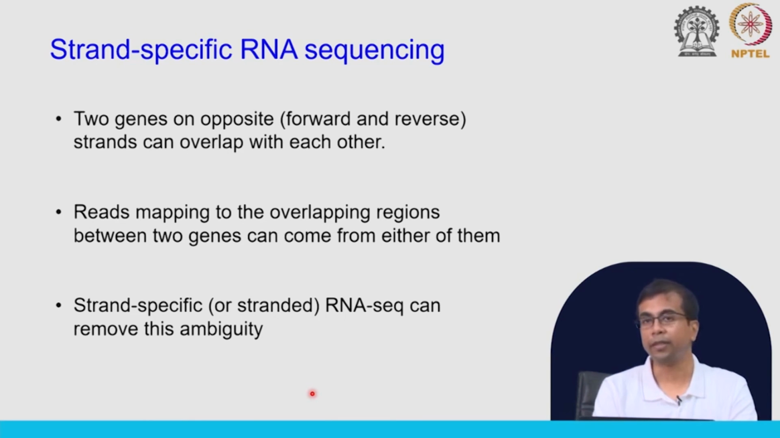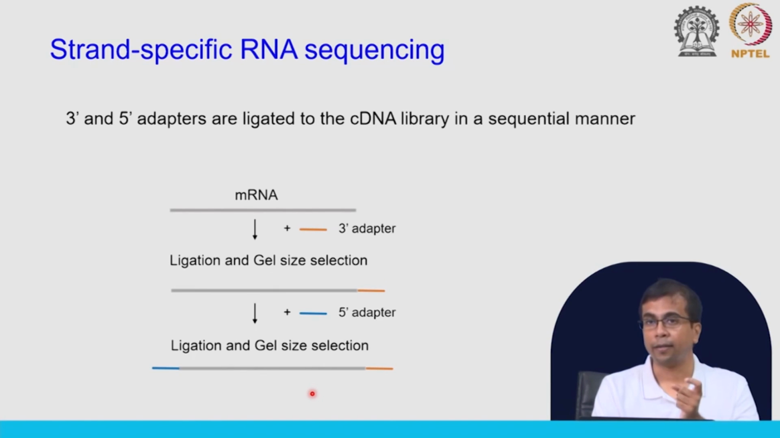What we do is add 3 prime and 5 prime adapters sequentially, and these adapters are unique for 3 prime and 5 prime. We can add them in a sequential manner with purification steps in between. Once we get an adapted sequence, we know whether we are getting the forward strand or the reverse strand data. So, this helps us separate out the strand information from the read data. Here is a brief schematic.